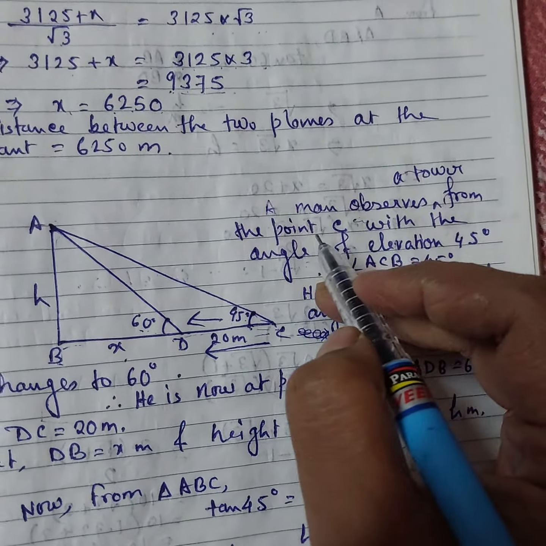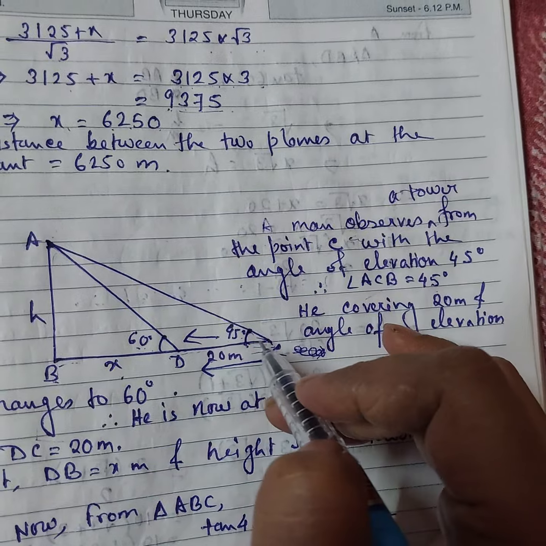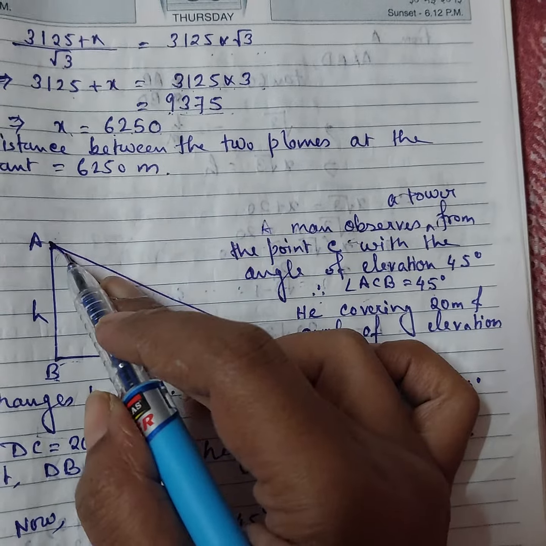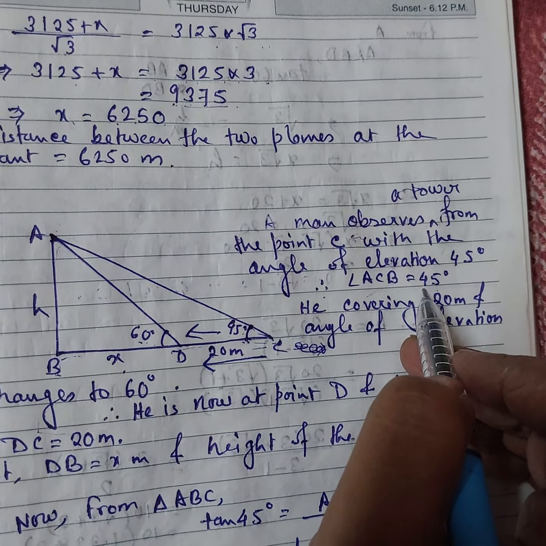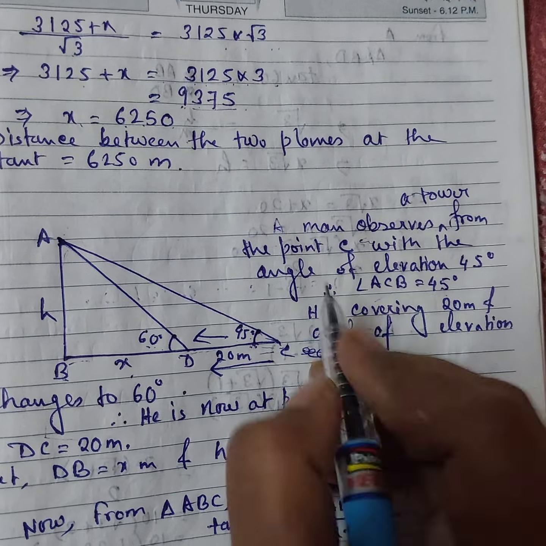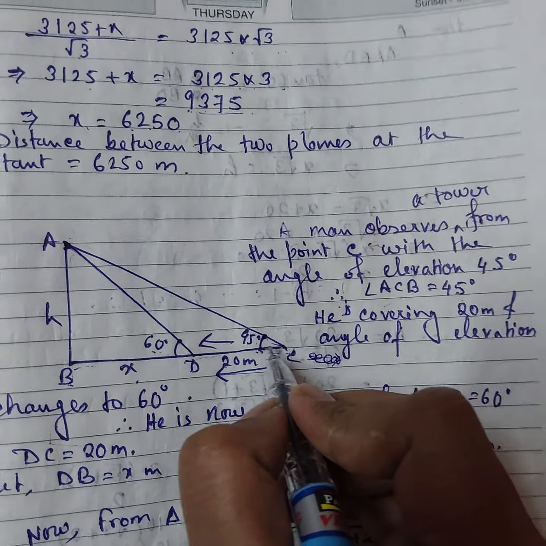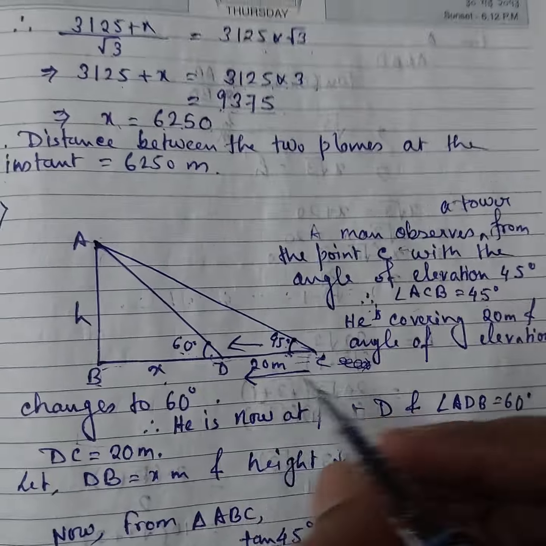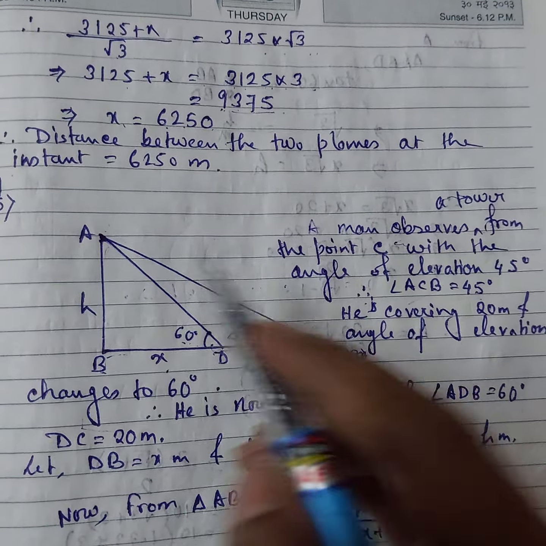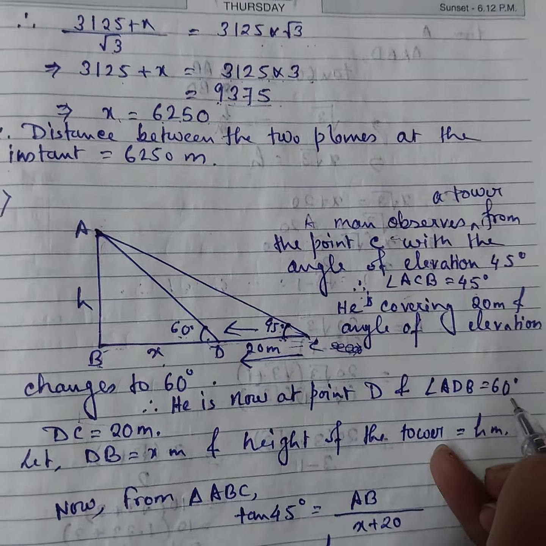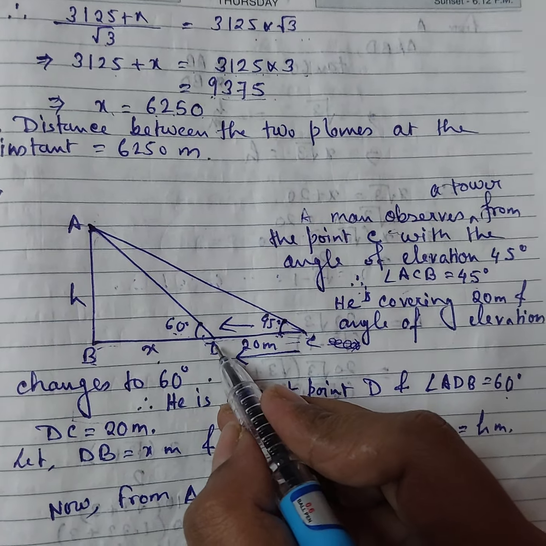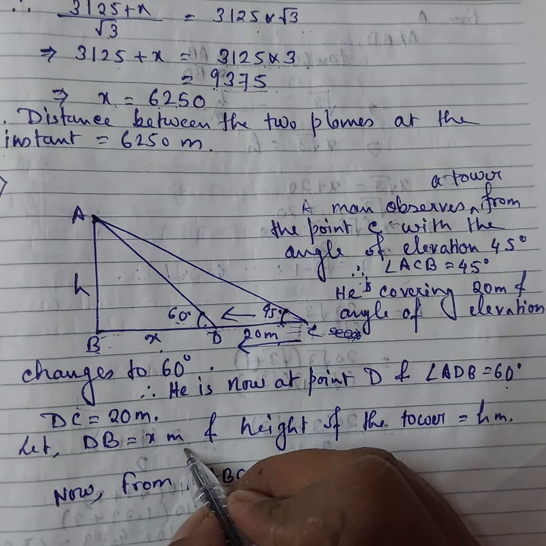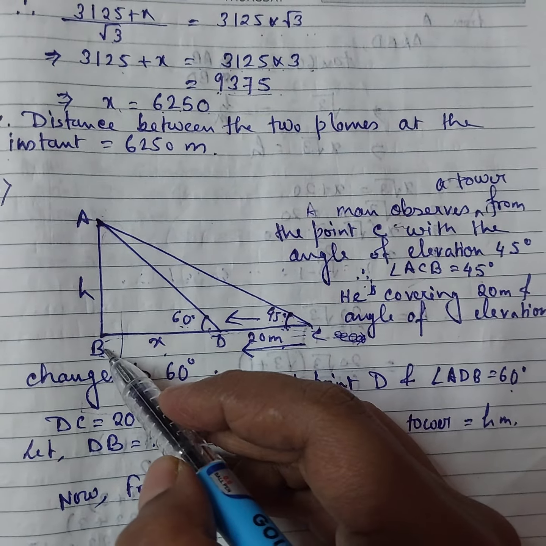Now see the sum. A man observes a tower from the point C with an angle of elevation of 45 degrees. Therefore angle ACB will be 45 degrees. He covers 20 meters, and the angle of elevation changes to 60 degrees. Now he is at the point D. Therefore ADB is equal to 60 degrees, and it is given that DC is equal to 20 meters. Let DB be x meters, and the height of the tower be h.